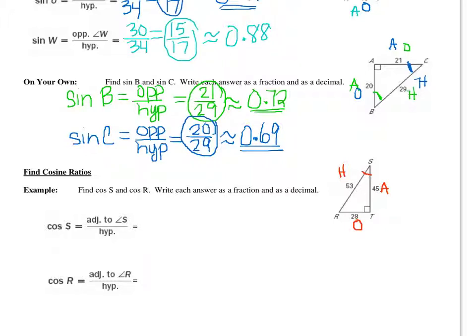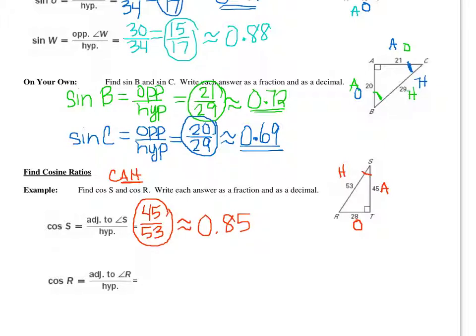Cosine, remember, CAH: adjacent over hypotenuse. So my adjacent side has a length of 45. My hypotenuse has a length of 53. And 45 over 53 does not reduce. That's a reduced form of that fraction, so that's my answer in fraction form. If you do want to round it, you would have 85 hundredths.